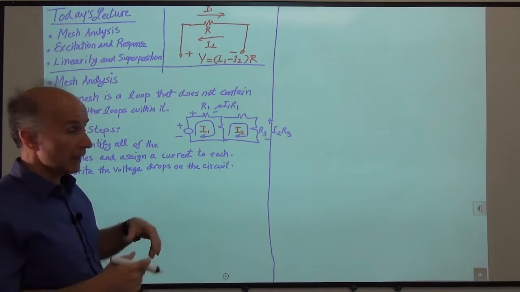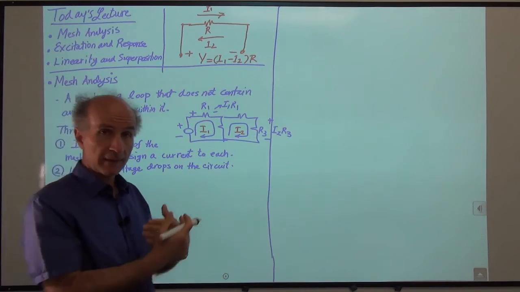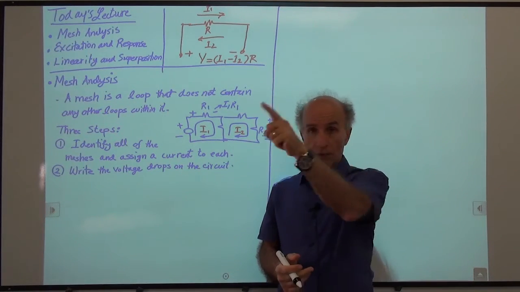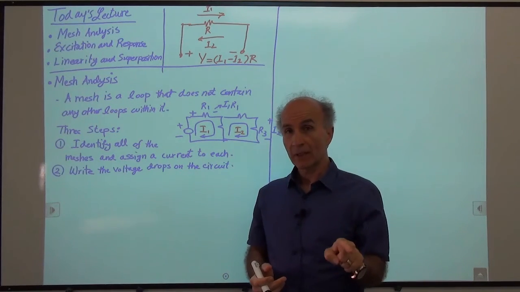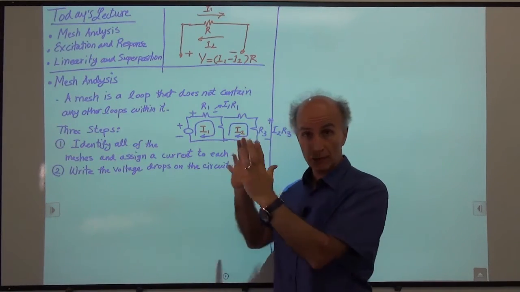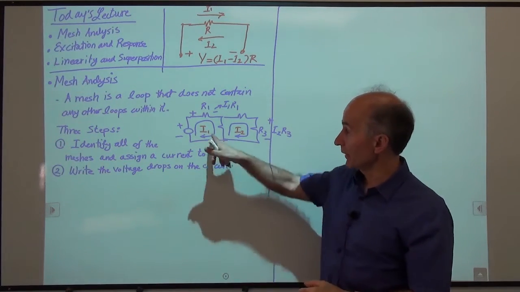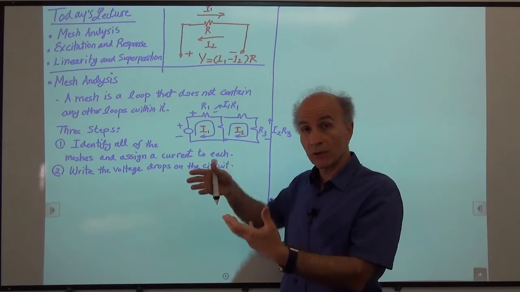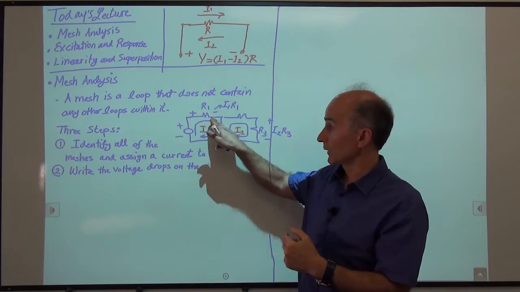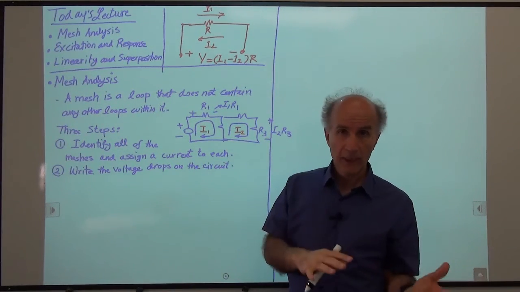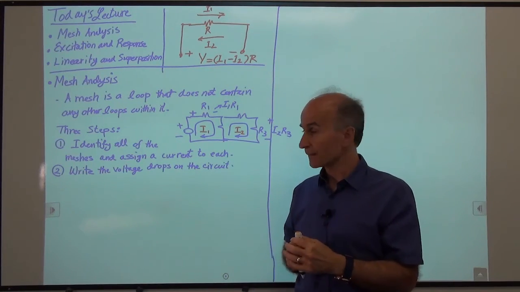Okay, so you can see some similarity between mesh analysis and node analysis, right? In node analysis, we assign voltages to nodes, and then try to find the currents through the branches and mark them on the circuit. Here we assign currents to meshes, and now we try to find voltages and mark them on the circuit, these voltage drops. All right, so that's the duality between node analysis and mesh analysis.